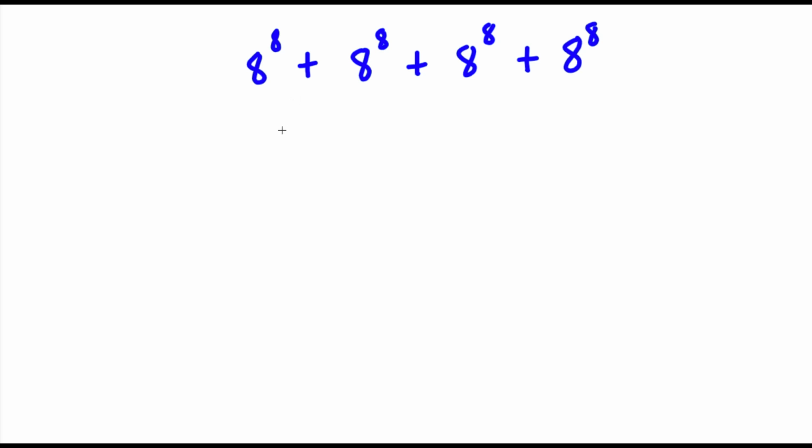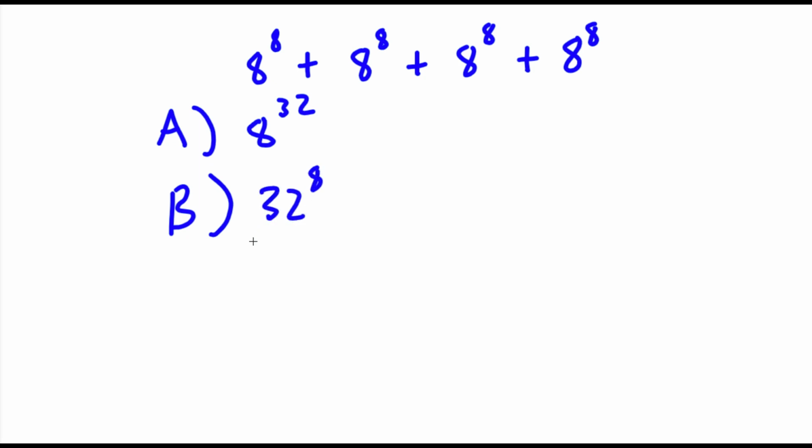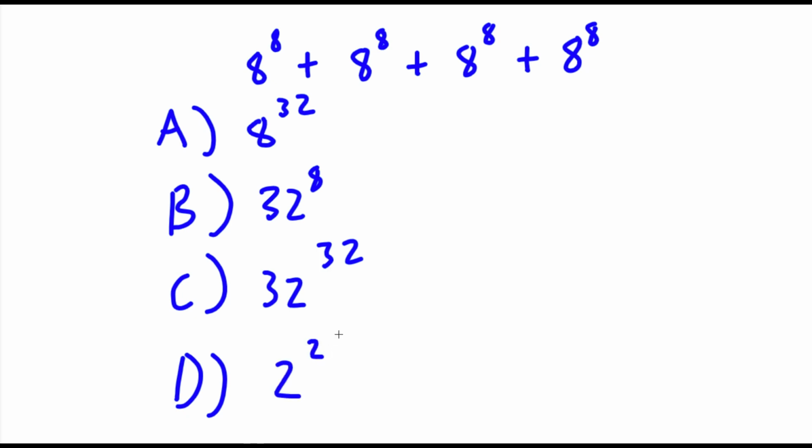Now, to solve this problem, I first have 4 answer choices. My first answer choice, A, is 8 to the power of 32. My second answer choice, B, is 32 to the power of 8. My third answer choice, C, is 32 to the power of 32. And my final answer choice D is 2 to the power of 26. So if you guys know how to solve this problem, you can try to find out which answer choice this is.